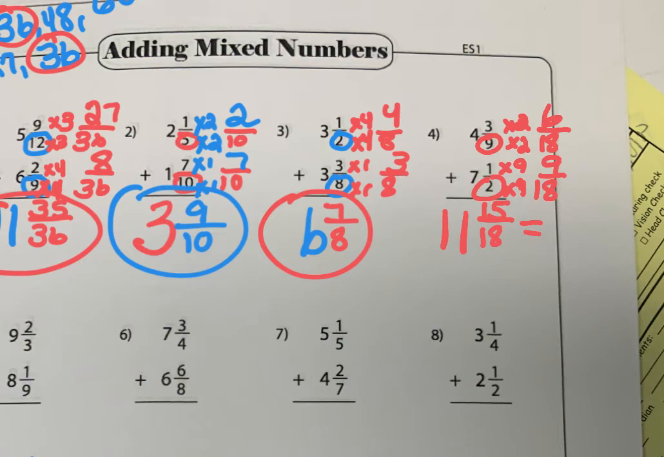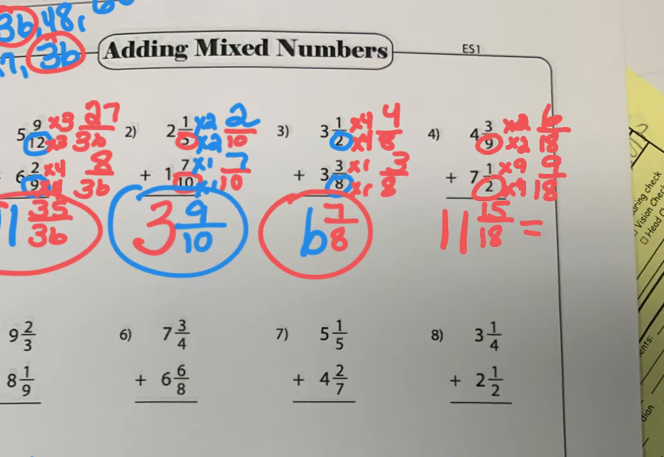Now, everybody look real close at 11 and 15/18. One thing I forgot to say was make sure your answer is as low as it will go. I know that 9/10 is as low as it'll go because they're side by side. I know 7/8 is as low as it'll go because it was side by side. But when I get to 15/18, I need to decide if it's as low as it'll go. Gavin, what do you think? It's not. You can divide them both by 3.